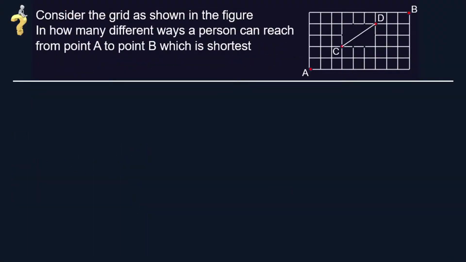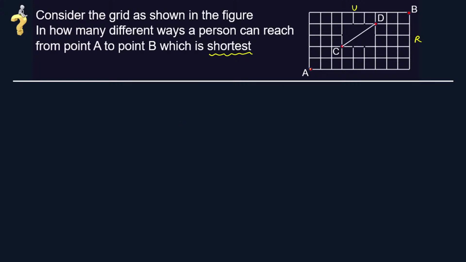So this question. Consider the grid as shown in the figure. In how many different ways can a person reach from point A to point B, which is shortest. Again, a very important word they have used. Shortest. Shortest means a person can either move up or can go right. Neither will he go left nor will he go down.